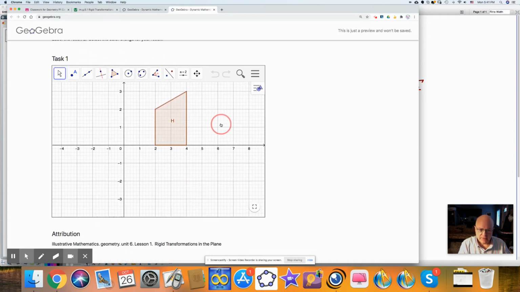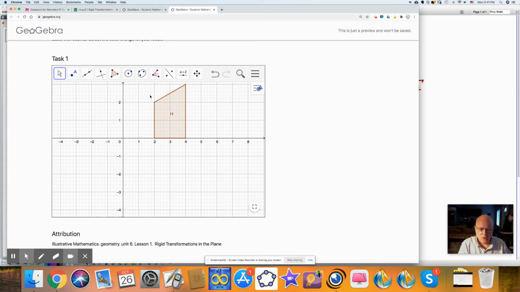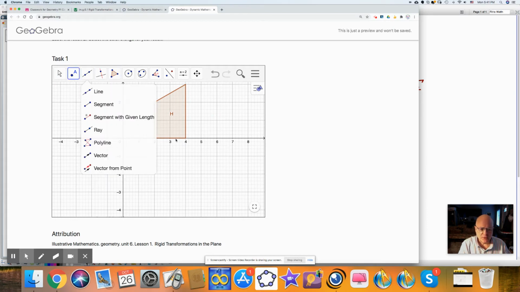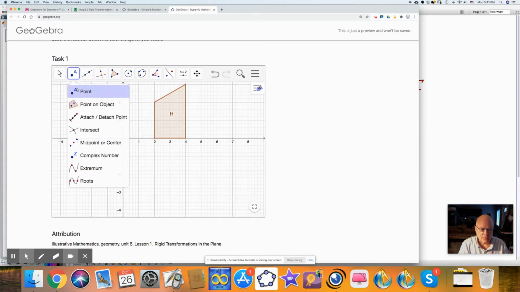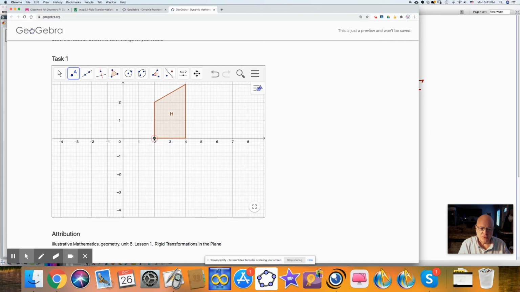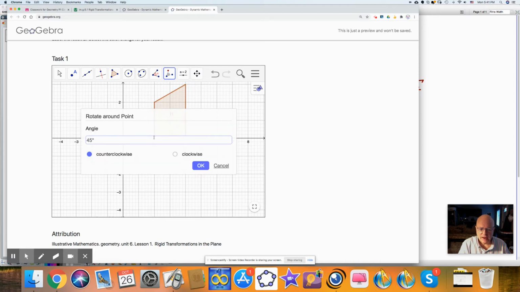I will start by rotating it. I'm going to rotate it around this point, so I have to specify the point at 2, 0. We're going to rotate it using the rotation tool clockwise 90 degrees, so I'll mark it clockwise.